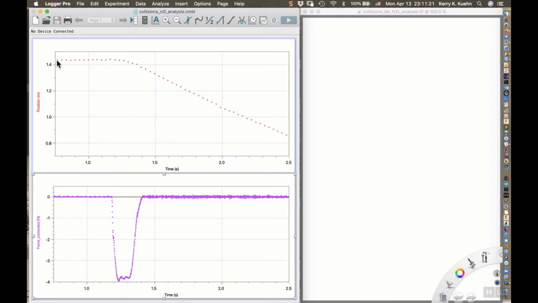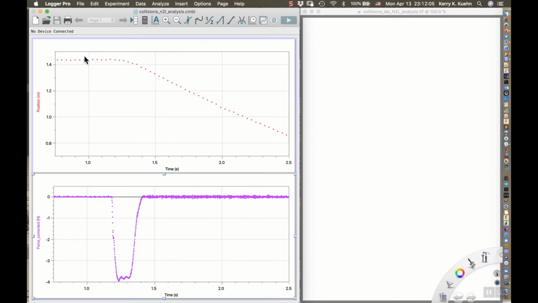You can see before the force is applied, the position is constant right here at between 1.4 and 1.3 meters, and then I apply a force and suddenly its position begins changing. That is, it starts approaching the motion detector. That's because I'm applying zero force to it at first, and then I apply a force, and then I release my finger and there's no more force being applied. So this force acting over this time interval between about 1.2 and 1.4 seconds causes it to acquire a velocity.